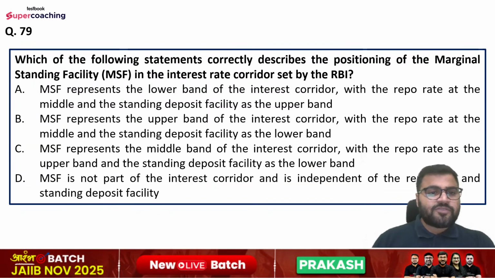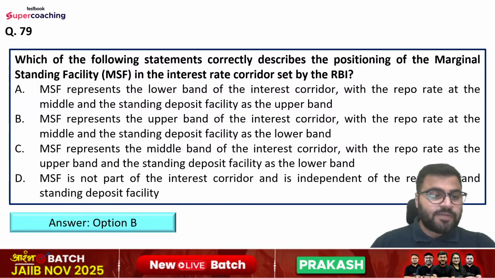Question number 79. Which of the following statements correctly describes the positioning of the MSF in the interest rate corridor set by the Reserve Bank of India? MSF represents the lower band of the interest corridor with the repo rate at the middle and the SDF as the upper band. MSF represents the upper band of the interest corridor with the repo rate at the middle and SDF as the lower band. MSF represents the middle band of the interest corridor with the repo rate as the upper band and SDF as the lower band. Or MSF is not a part of the interest rate corridor and is independent of the repo and the SDF. So right answer is option number B.